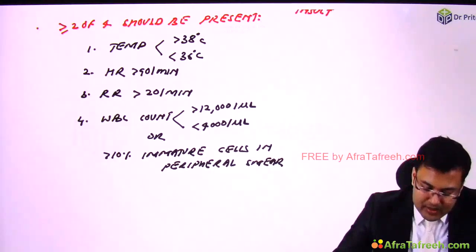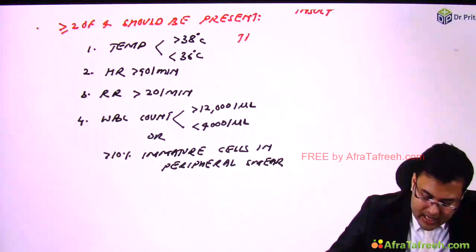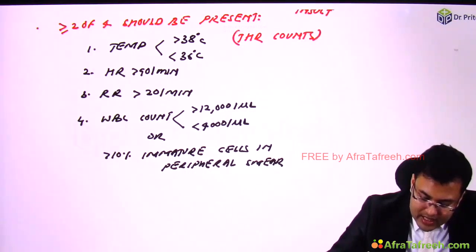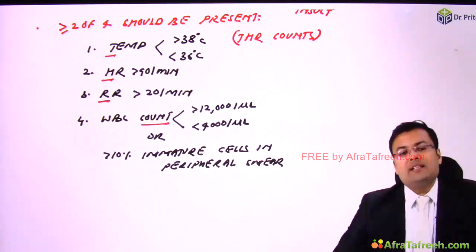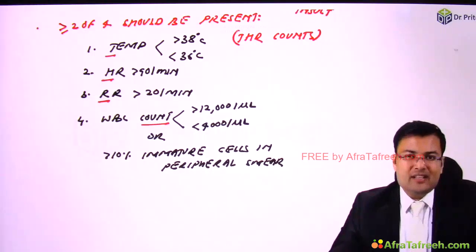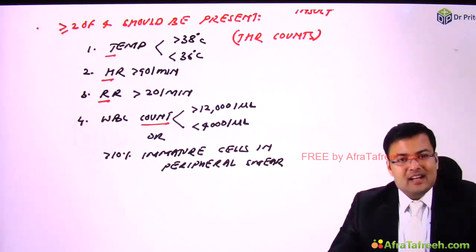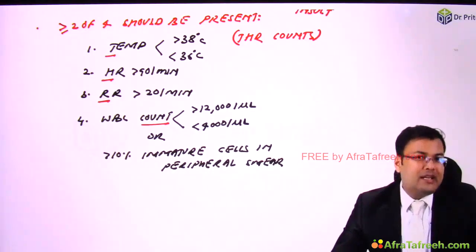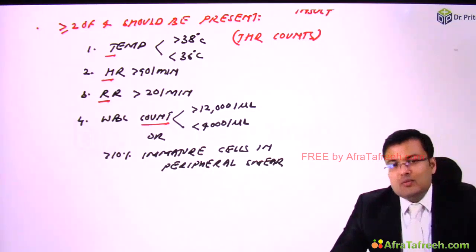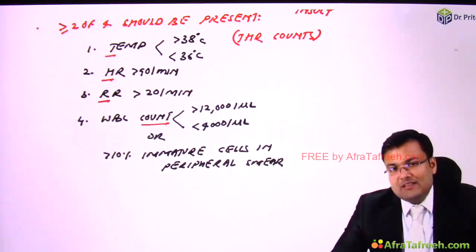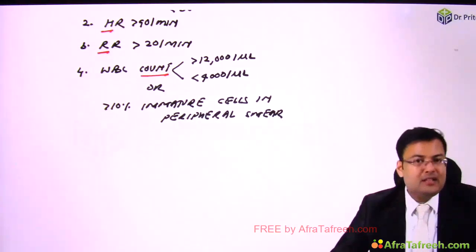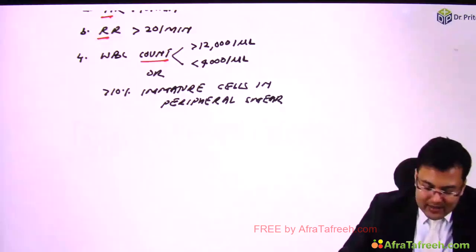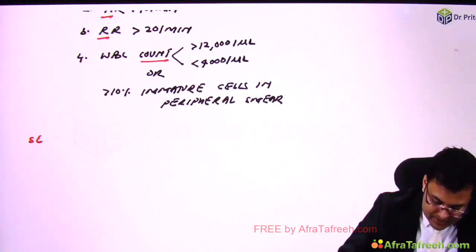Now see how to remember. The mnemonic is THR counts. Can you see? THR counts: temperature more than 38 degrees centigrade or less than 36, heart rate more than 90, respiratory rate more than 20, WBC count more than 12,000 or less than 4,000, or more than 10% immature cells in the peripheral smear.